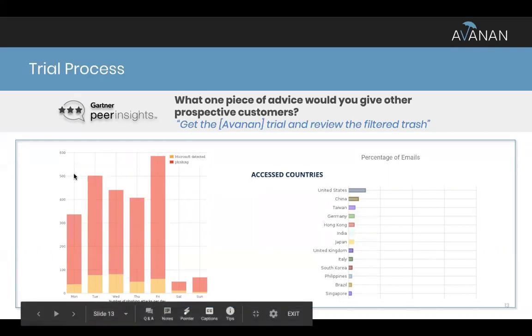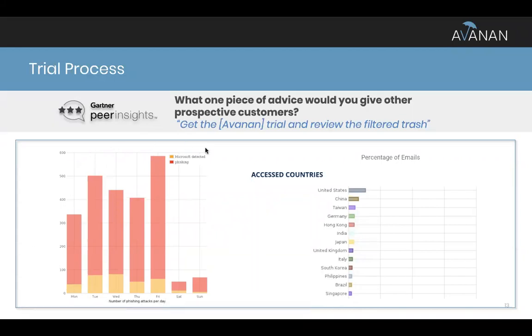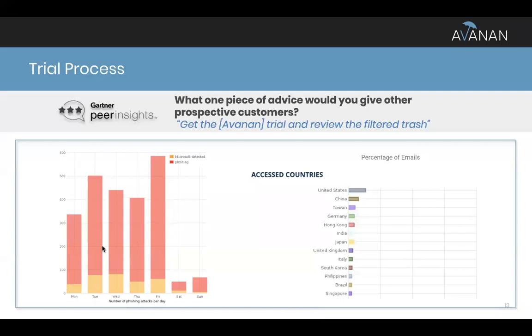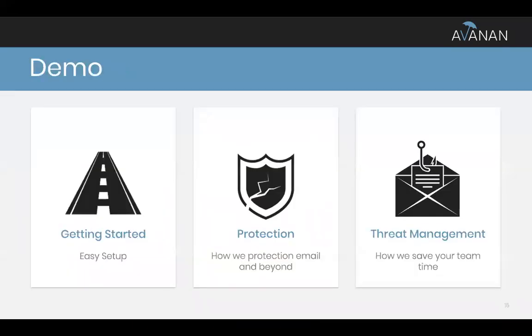One of our weekly reports shows you all the attacks that we caught during the week. You can see here the number of each attack we caught is indicated in red. The yellow indicates what Microsoft caught. So the gap between those two is the additional value that we're adding to your environment. Very user-friendly information that gives you, in plain English, the value that we bring to the table.